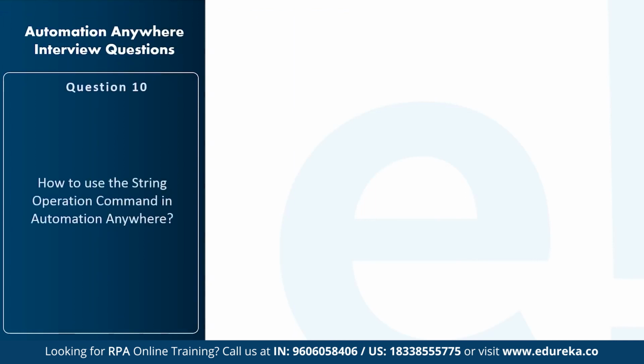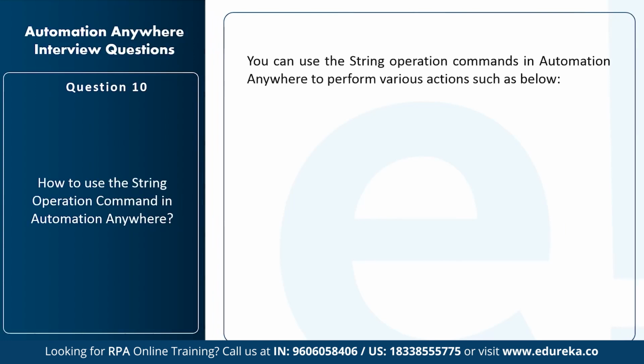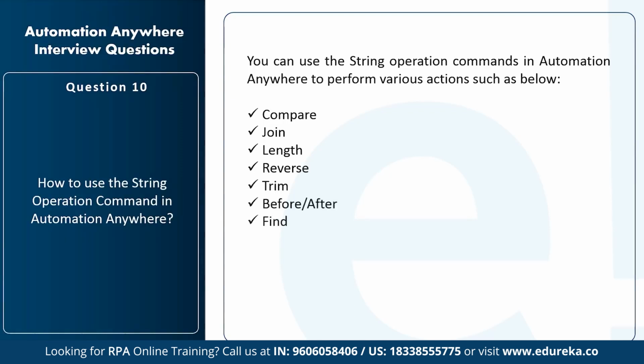Now moving on to the next question, that is how to use the string operation command in Automation Anywhere. Well, you can use the string operation command in Automation Anywhere to perform various actions like comparing two strings, joining two strings, finding the length of a string, reversing a string, either cutting a string, that is basically trimming a string, or finding before and after a string, or you can make the string lowercase or change it to uppercase. You can also replace the string, split the string, and you can also find a substring from a string. Basically, guys, these are the various operations that you can perform with the string command.